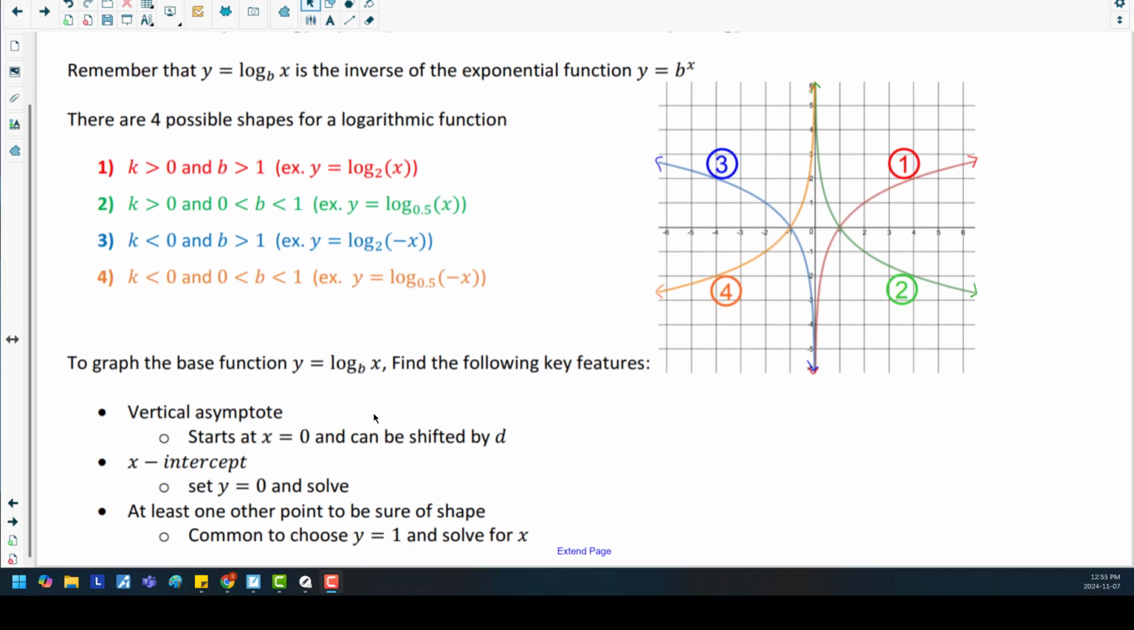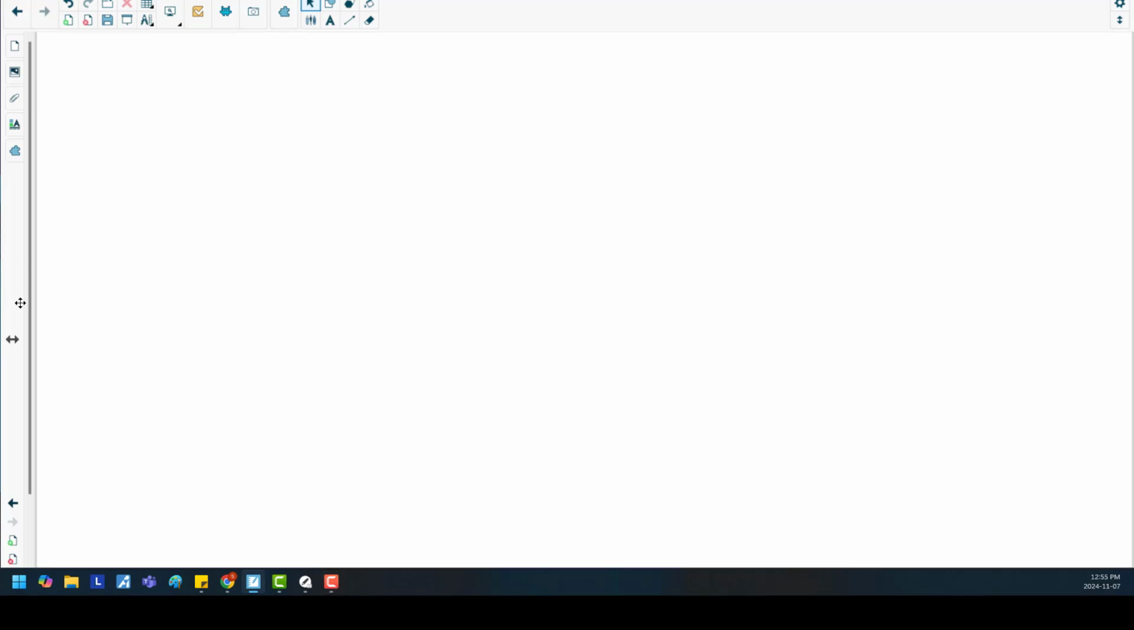And here's a summary. So some key features: vertical asymptote starts at x equals 0 and can be shifted by the d value. So remember, horizontal asymptote for exponential function was the c value. For log functions, it's a vertical asymptote, and it is your d value, and it's x equals your d value. X-intercept instead of y-intercept, which is set y equals 0 and then solve, and then pick one other point. Usually you can just choose y equals 1 and then solve for your x value. And yeah, let's do an example now.